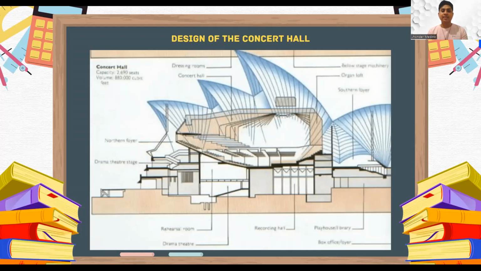And in 1966, there was a conflict. After a long conflict with the New South Wales government, due to the construction cost, Utzon gives up on the project and Peter Hall, the new architect, takes over the design of the Sydney Opera House.